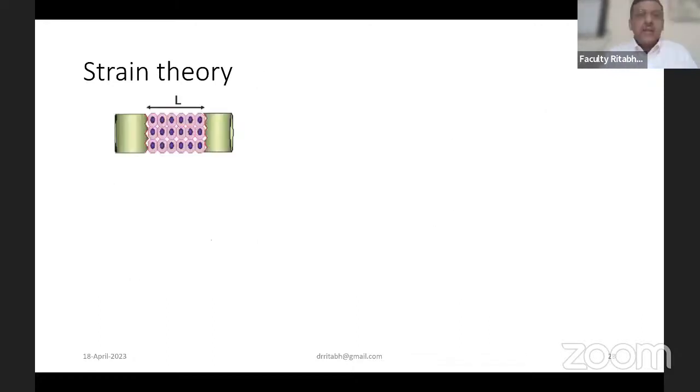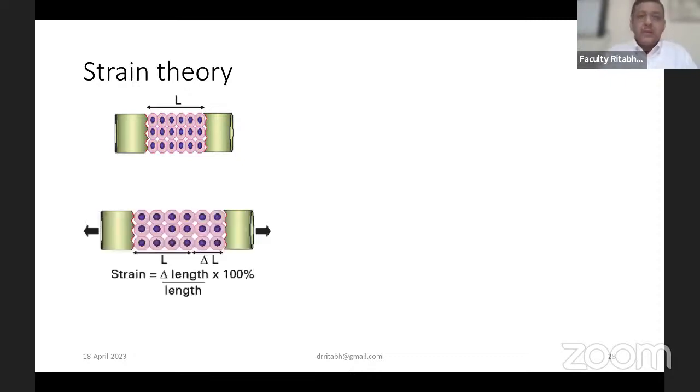So the strain theory of Perren says that, say, the two cylinders are broken bone ends, and you can see a 6-cell column in between them. Say this fracture length is L. When the bone is loaded in tension, you can see a change in the shape of the cells. So there is an increase in the length of the fracture gap. So change in length over the original length multiplied by 100 is the strain. That is how we calculate the strain.